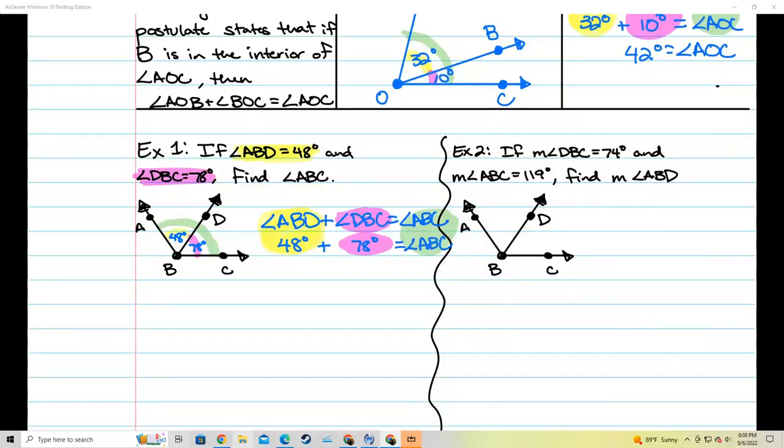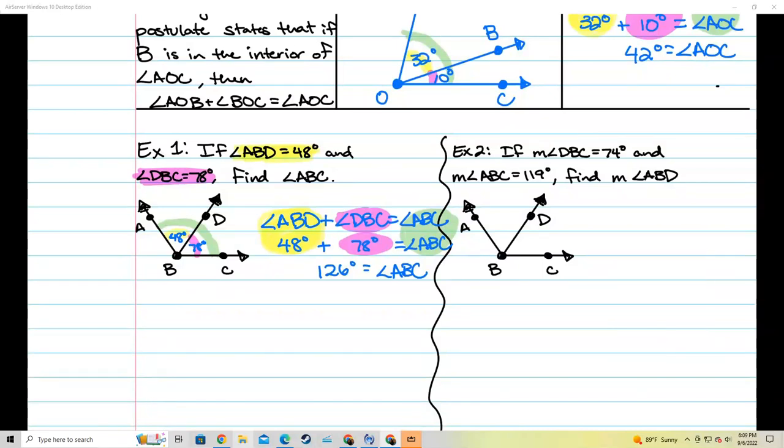All right, my formula is done. I've substituted my values, and according to that formula, it looks like I should just be adding those two numbers. And when I add those up, I'm going to get 126 degrees is equal to angle ABC. When I ask myself, did I answer the question? The question was for angle ABC, and I sure did find angle ABC. It's 126, so it looks like I am done.